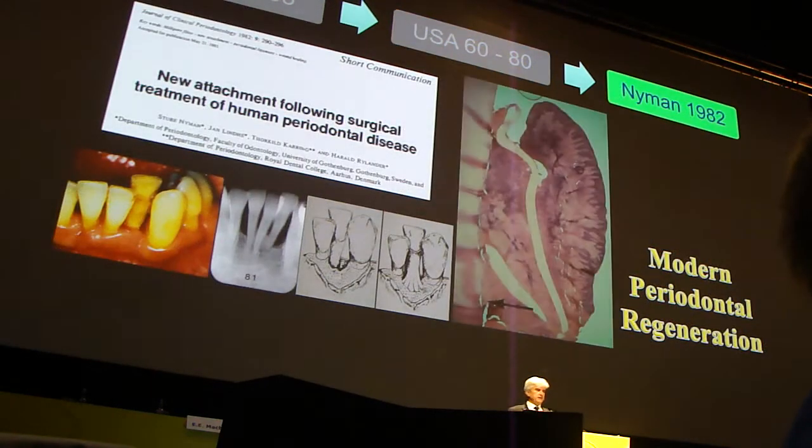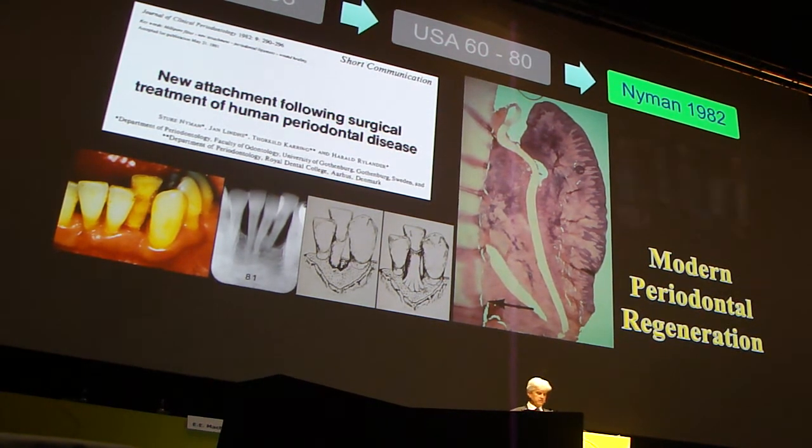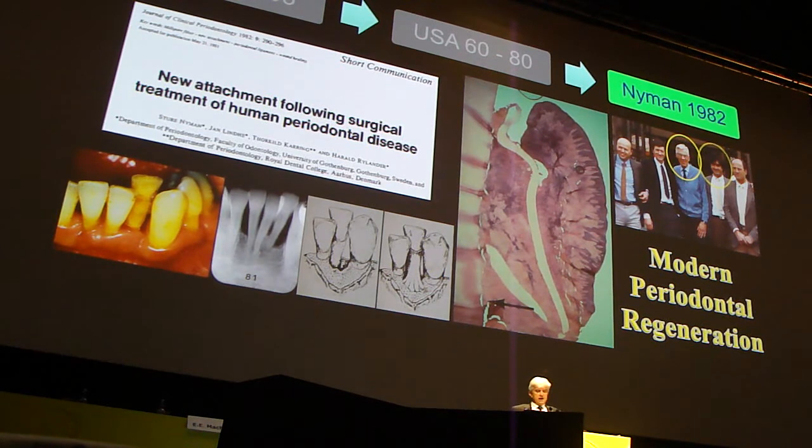Then came the Sture Nyman period. Sture started what I like to call the modern periodontal regeneration. I was quite lucky to be with Sture in 1982 when he published his first paper on barriers. So I was exposed to modern periodontal regeneration quite early.